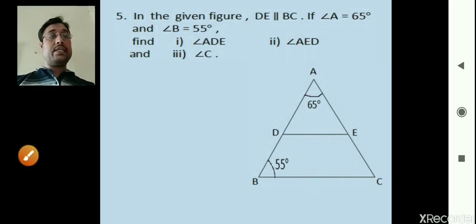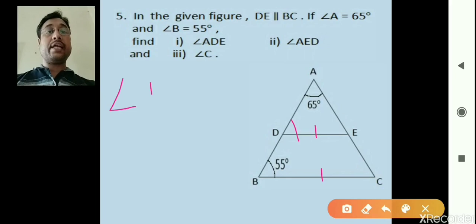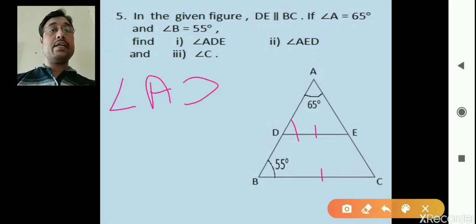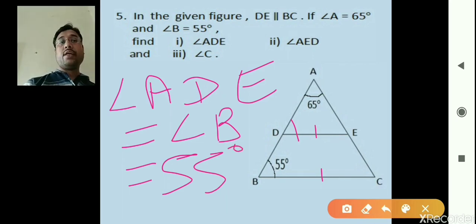Okay, you can see these two lines are parallel. DE is parallel to BC, then this angle B is equal to angle ADE by corresponding angles. You will say that angle ADE is equal to angle B, that means 55 degrees by corresponding angles. They are equal because this line DE is parallel to BC. Okay, so this way you have got ADE.